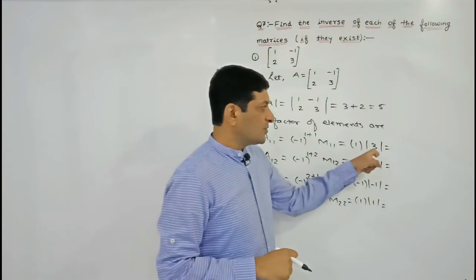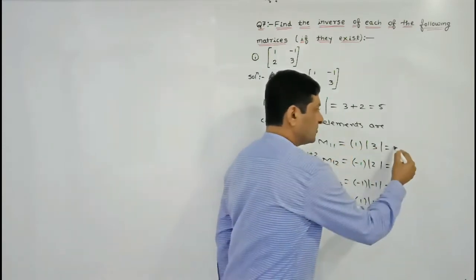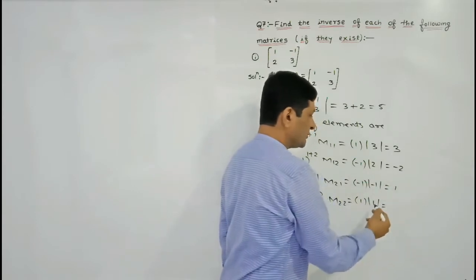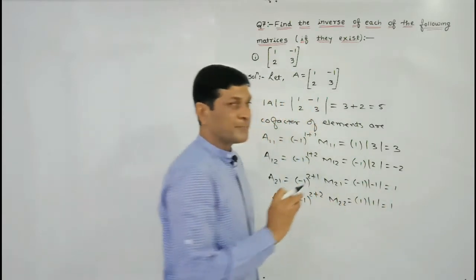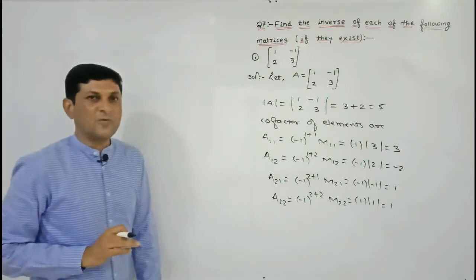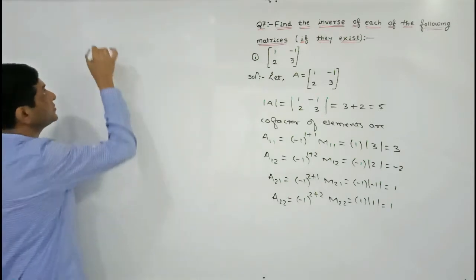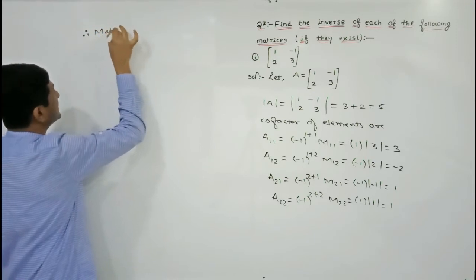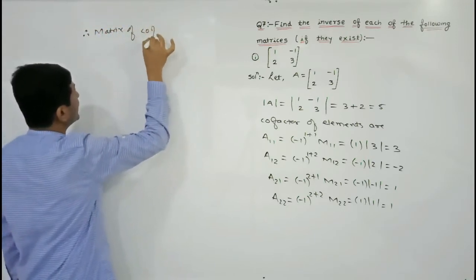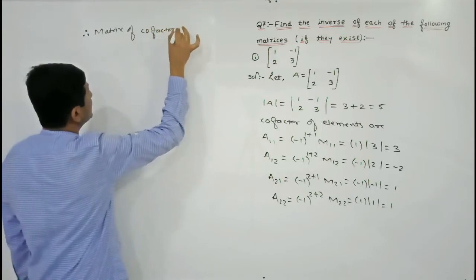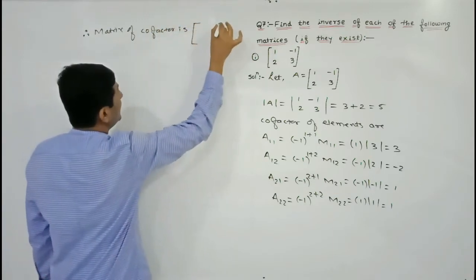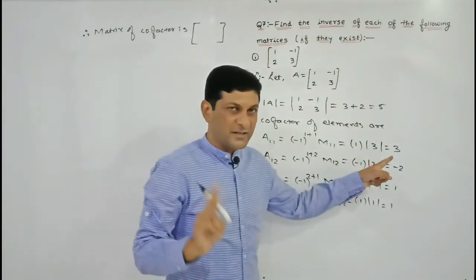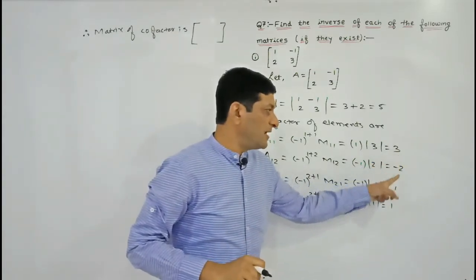of determinant. So here we will get 3 into 1 will be equal to 3, 2 into -1 is -2, -1 into -1 is +1, and 1 into 1 will be equal to 1. In this way we have got cofactor of all the element. Once the cofactor is known to us, then write down matrix of cofactor. So matrix of cofactor is, means if we are collecting all these cofactors in a matrix, then that matrix is called as matrix of cofactor. This is third step.